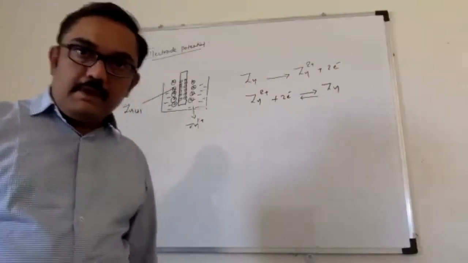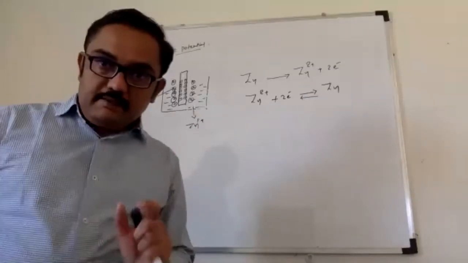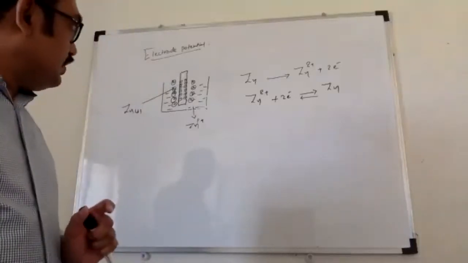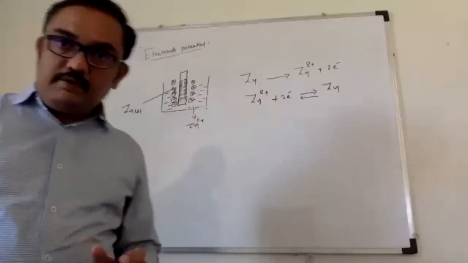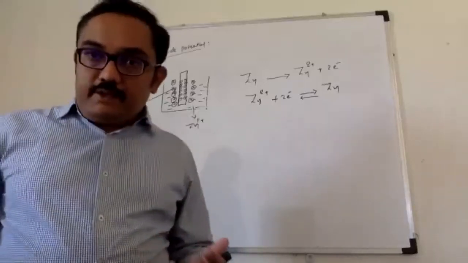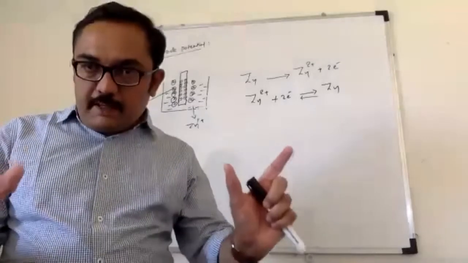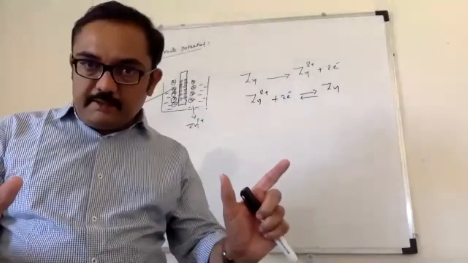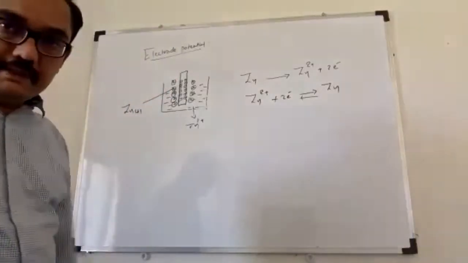Yes, sir. Okay. And that electrode potential is called the electrode potential of this half cell, because an electrochemical cell is formed by joining two such half cells. When two half cells are joined, an electrochemical cell is formed. So this is called one half cell.